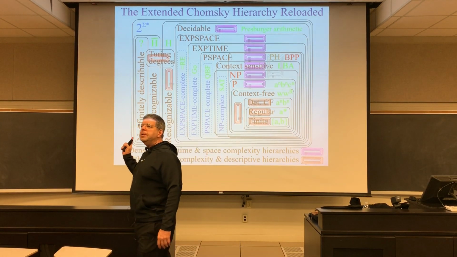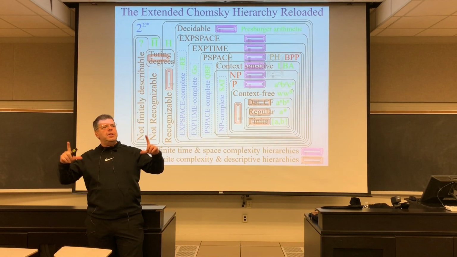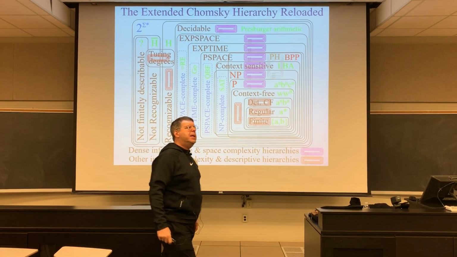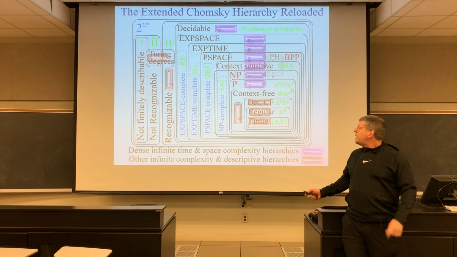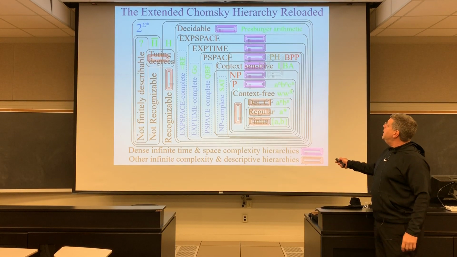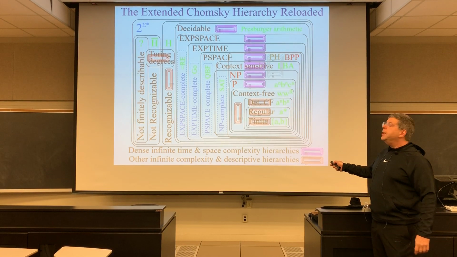This is a Venn diagram. This is a set containment diagram. So these ovals represent sets and subsets. These subsets are not necessarily proper subsets. So in the case of P and NP, we know that P is contained in NP. We don't know if they're equal or not.